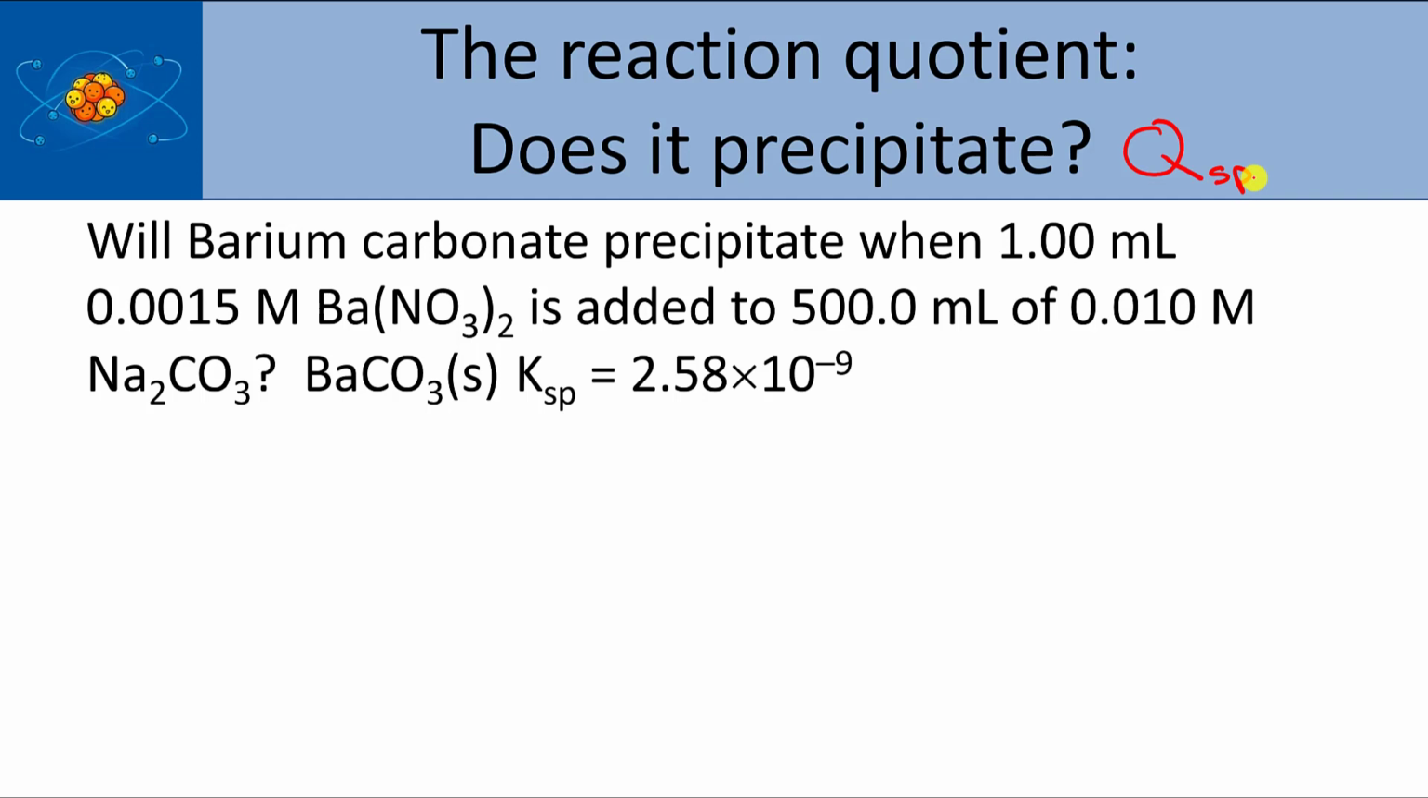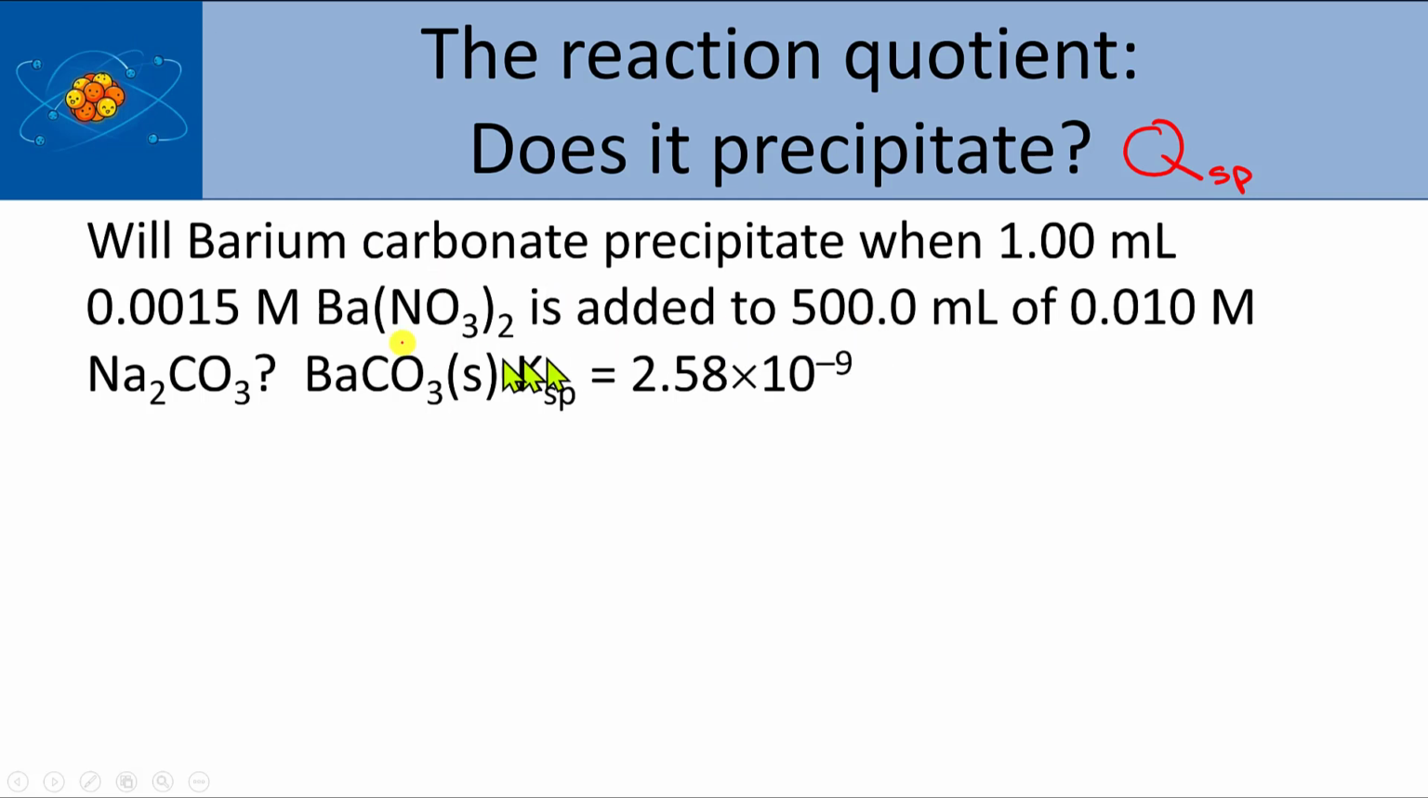So remember, Q is the reaction quotient. So if you're asked, does a precipitate form when these two things are mixed, or what would you expect to see in the solution, or anything like that? What you're going to end up doing is figuring out what the solubility product reaction quotient is. So QSP is what we call that. So we're going to look at this problem.